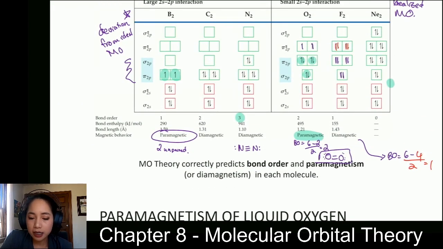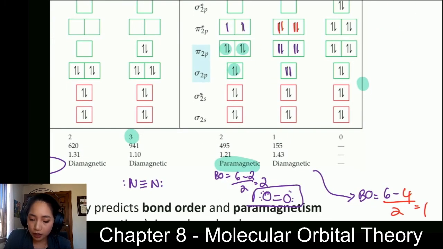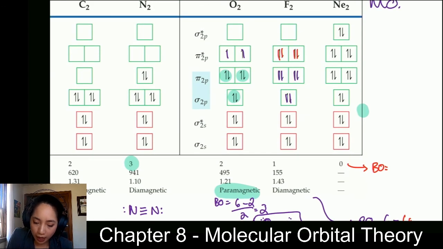Okay, and then lastly, diatomic neon, which is a noble gas. You might have already predicted that diatomic neon doesn't exist, and it doesn't. The MO diagram proves that, because once you've filled up all 16 electrons that you see here, and you calculate the bond order for diatomic neon, you get how many bonding electrons? 1, 2, 3, 4, 5, 6 bonding electrons minus how many antibonding electrons? 1, 2, 3, 4, 5, 6. 6 minus 6 over 2 equals 0. So diatomic neon does not exist.